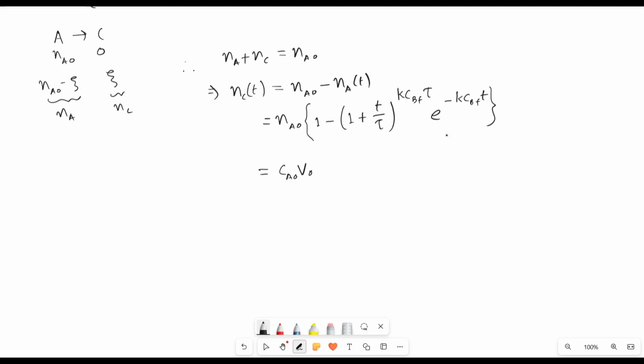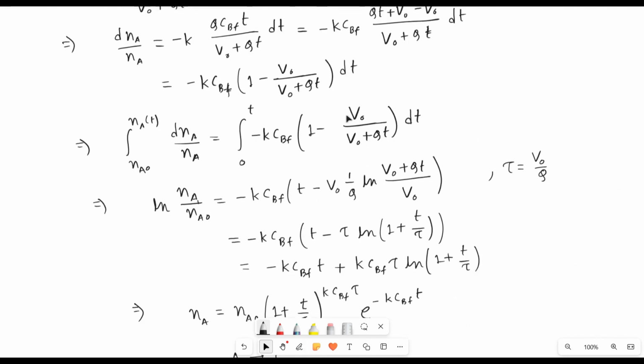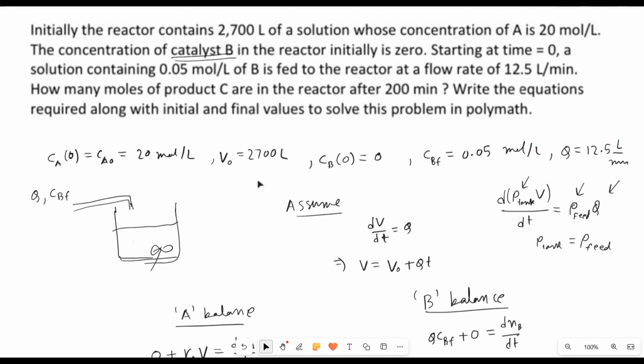PA naught into V naught, 1 minus 1 plus t by tau to the power K CBF into tau, sorry, this is not minus, this is a product, multiplied by e to the power minus K CBF into t. So this is the expression. Now the question has values. We will solve this and find the answer after 200 minutes. V naught and these are given.